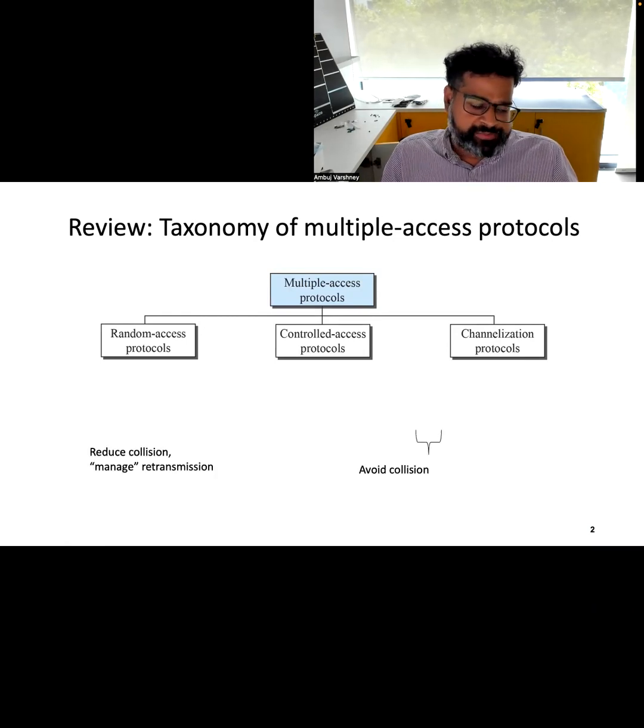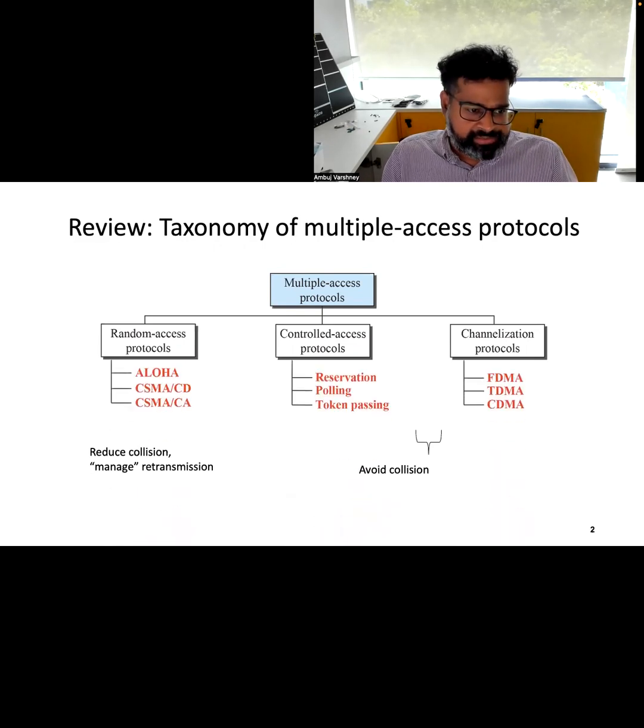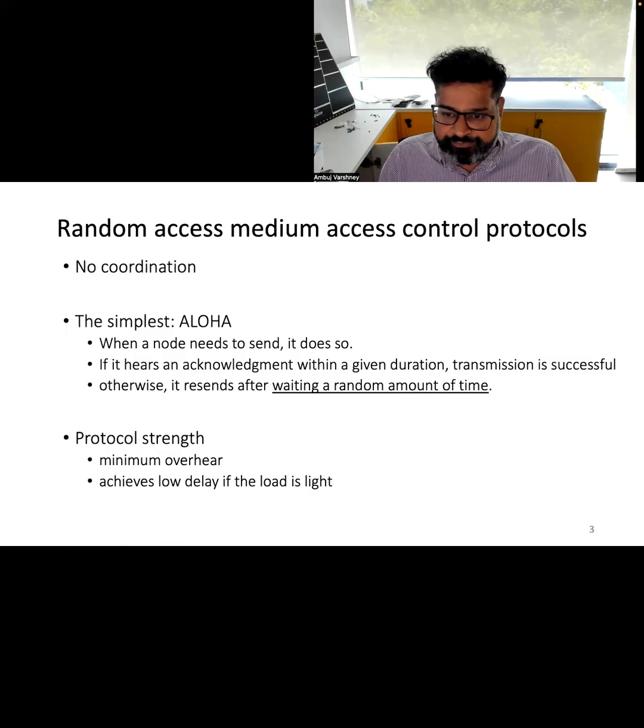So the goal of these protocols, for example, in the random access protocol, is to reduce collision and manage retransmissions. And for controlled access protocol and channelization protocol, it is to avoid collisions. Specifically, the protocols that we are going to talk about include Aloha, CSMA/CD, and CSMA/CA. For controlled access, reservation, polling, and token passing. And for channelization, FDMA, TDMA, and CDMA. So let's start with this discussion.